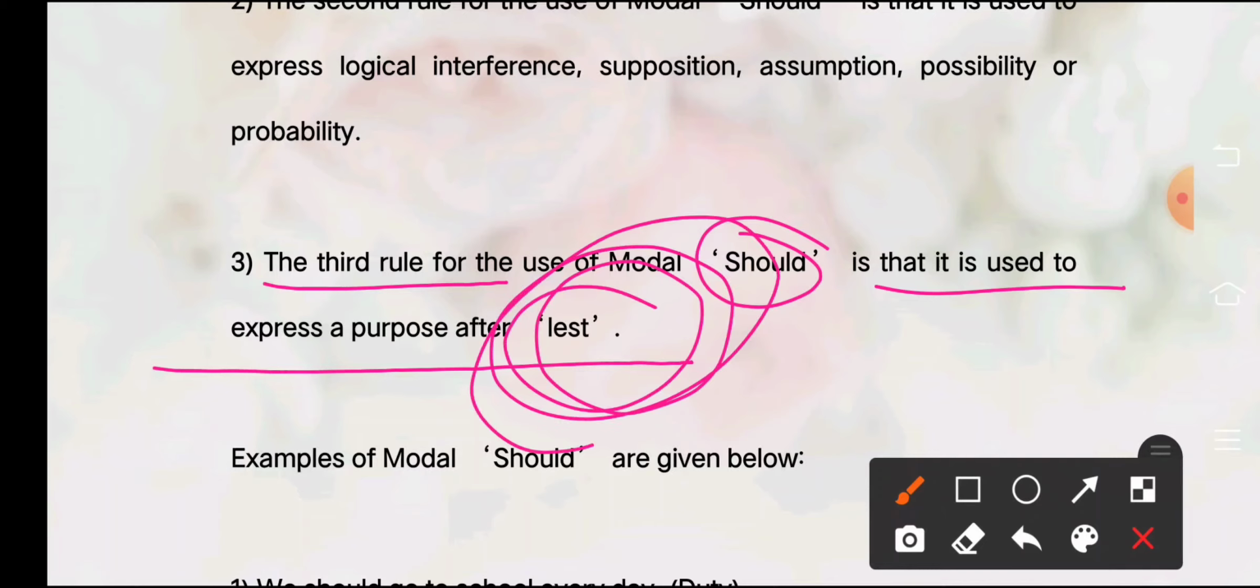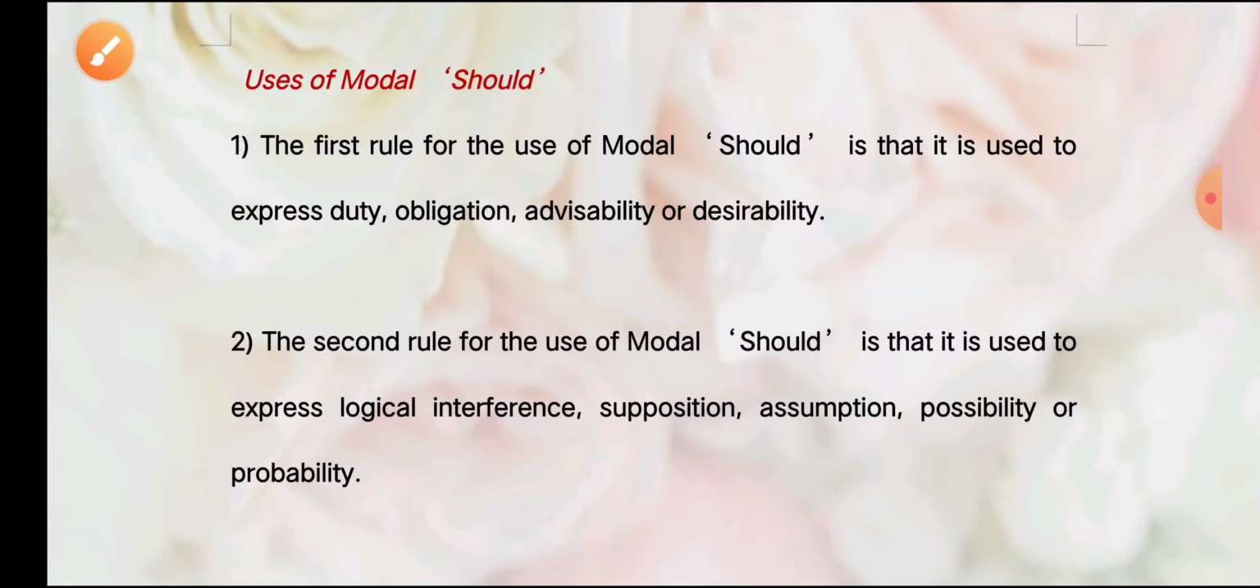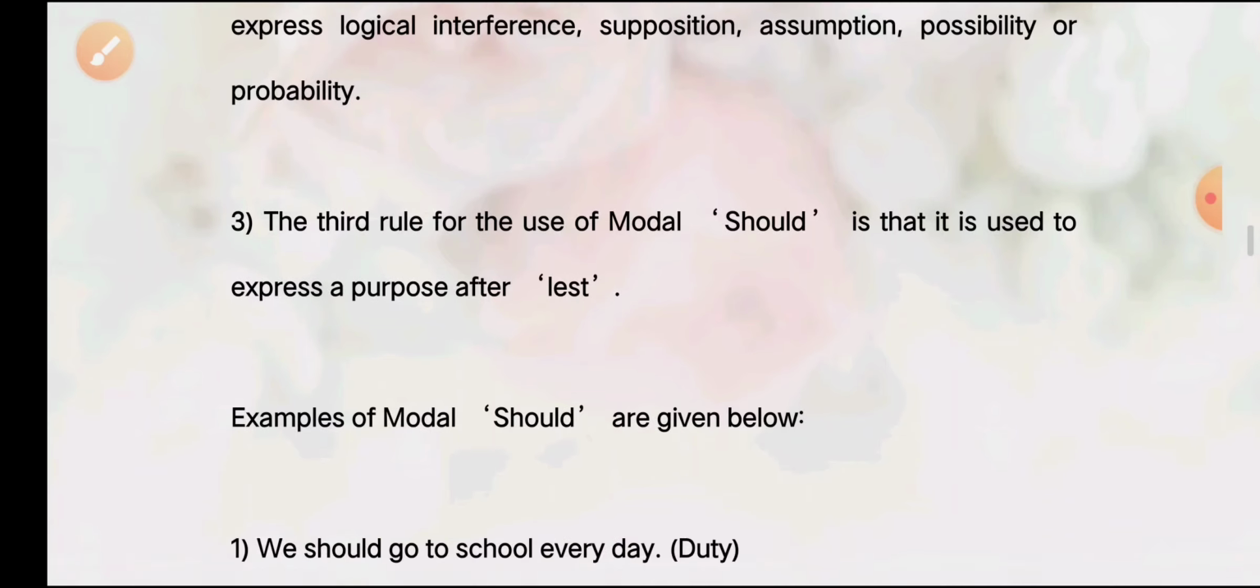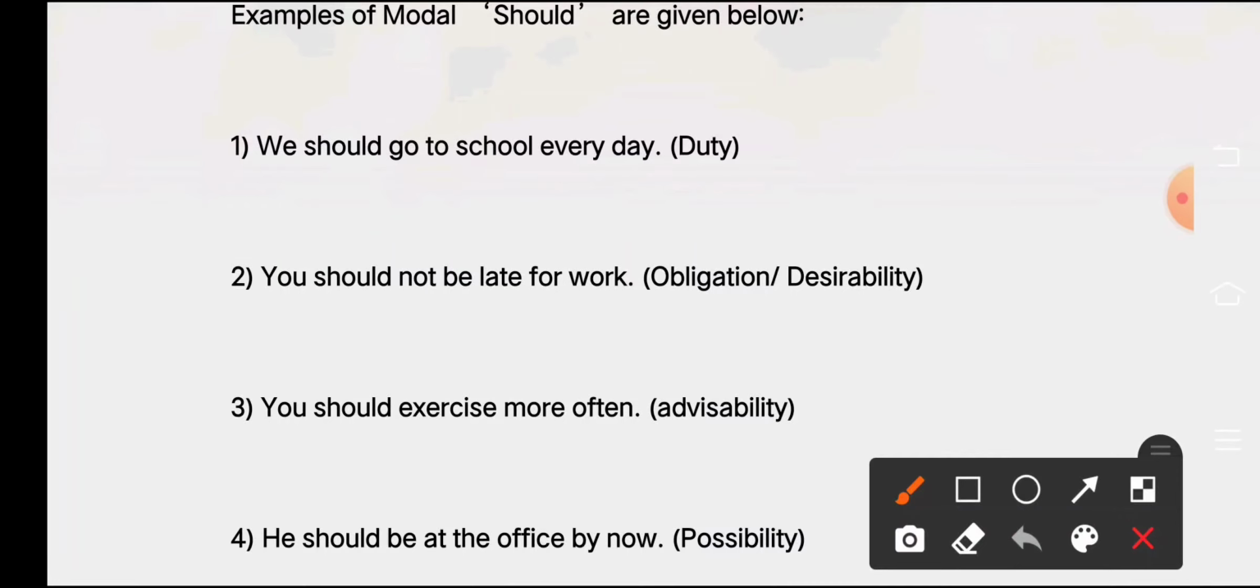Okay, so let's understand this with the help of examples. Once again, should is used to express duty, obligation, advisability and desirability. The second rule is that should is used to express logical inference, supposition, assumption, possibility or probability. And the third rule of the modal should is to express the purpose after lest. Okay, now let's look at the examples.